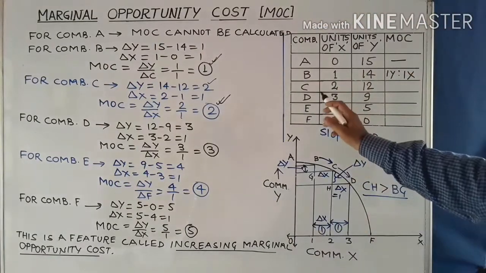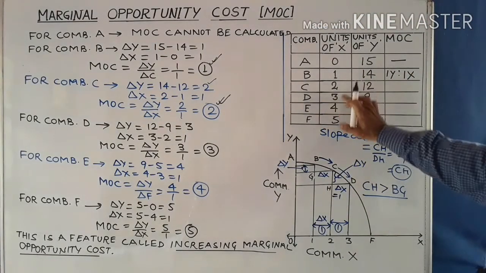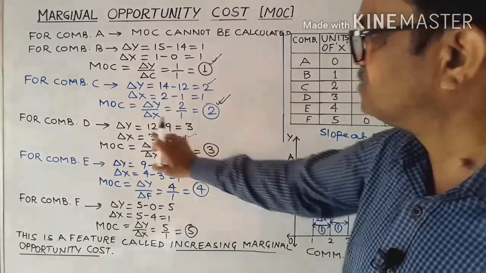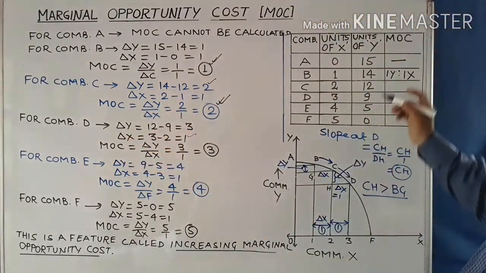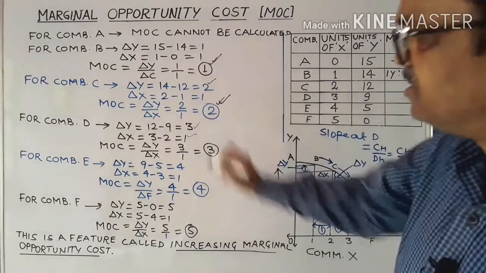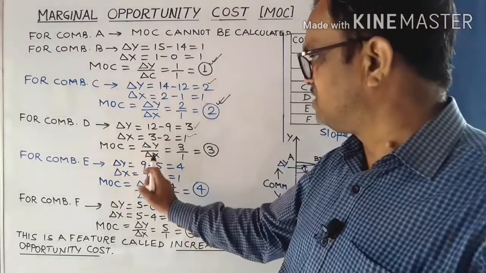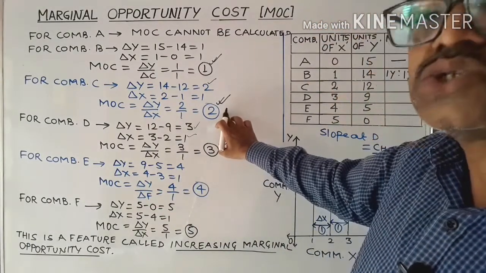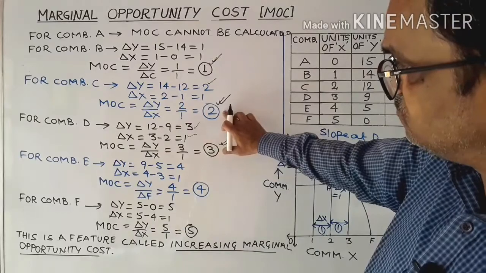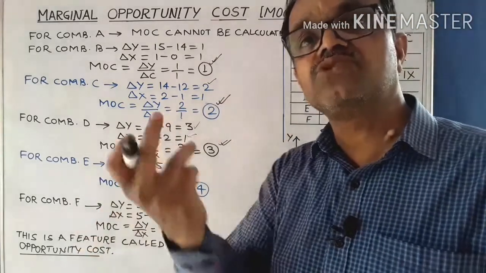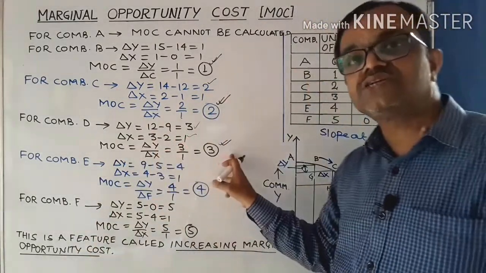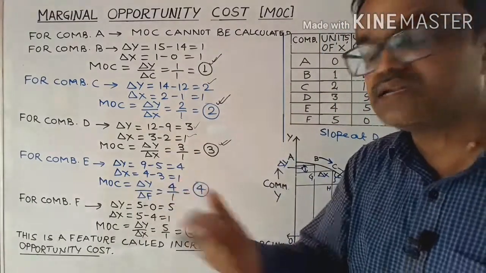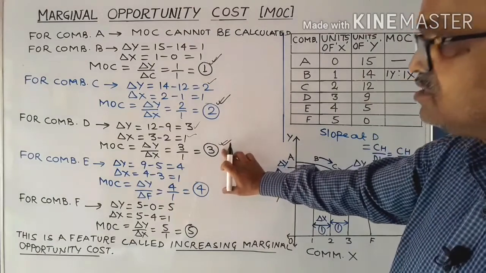Now look for this combination D. The unit of X gained is again 3 minus 2, that is 1. And so far as this delta Y is concerned, that is 12 minus 9, that is 3. What is MOC? Delta Y by delta X, 3 by 1, that is 3. Again it increased from this 2. Initially 2 units of Y were sacrificed to produce 1 additional unit. Now 3 units of Y are sacrificed to produce 1 additional unit of X, means MOC again increased.